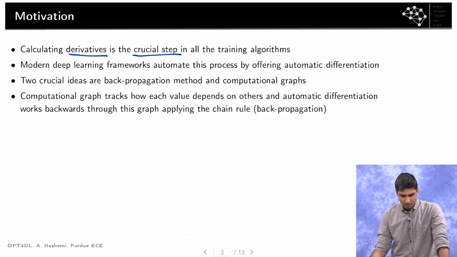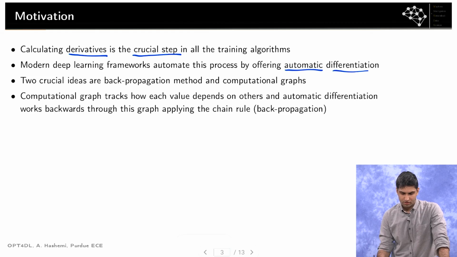Now, because this is a repeating computation, it would be really good if we can automate this process. And in fact, modern deep learning frameworks or packages that we use to build and train deep learning models and use them for inference, such as PyTorch and TensorFlow, have done this automation. And what they do, they offer what we call automatic differentiation.